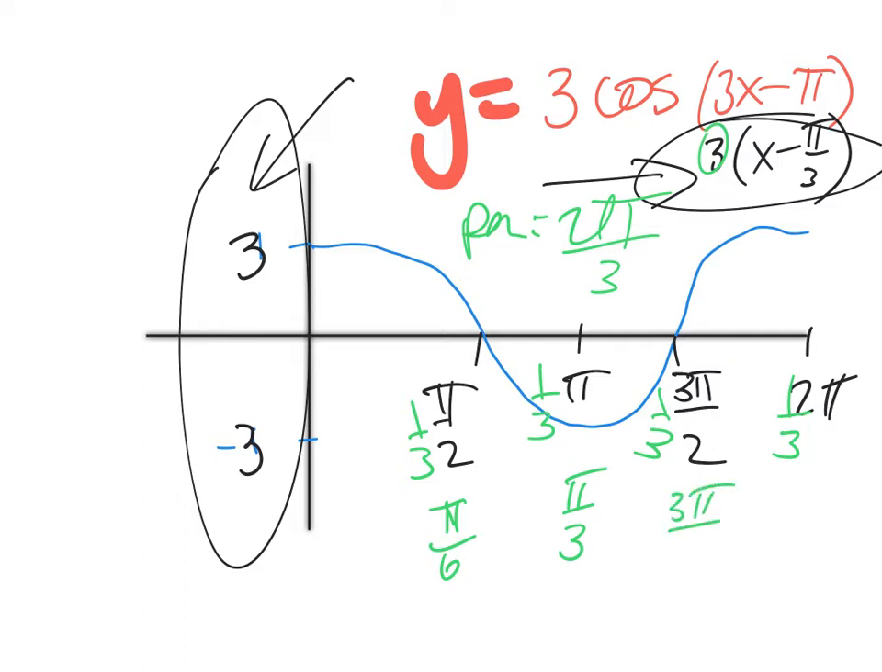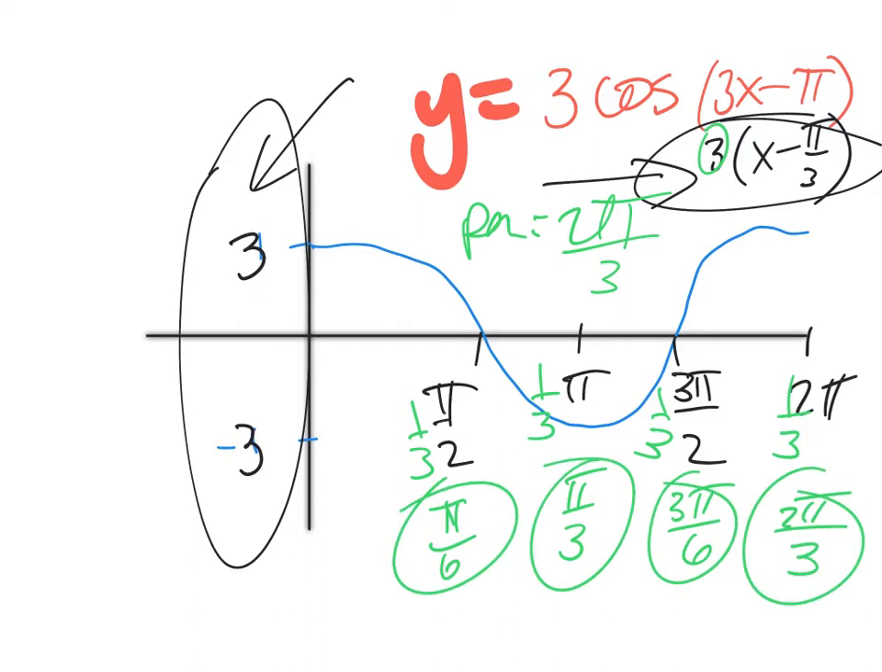3 pi over 6, and yes, I'll accept that, even though it could be reduced. And last is 2 pi over 3. If they don't have those 4 numbers, they lose a half a point. Say minus a half, numbering, or you could say it's based on the fact that it was supposed to be shrunk. And if they don't have those numbers right, they didn't shrink it right.